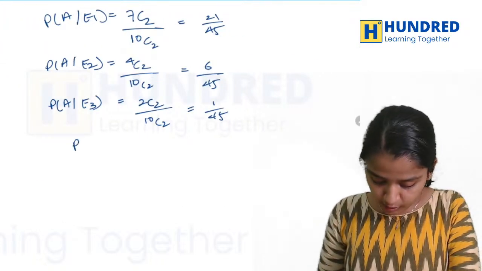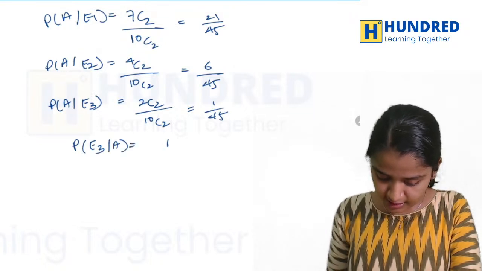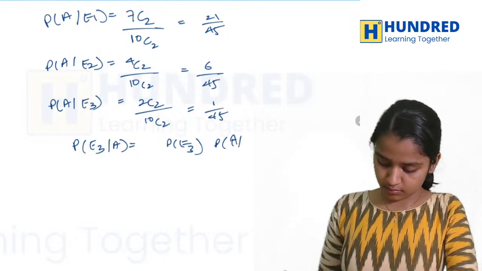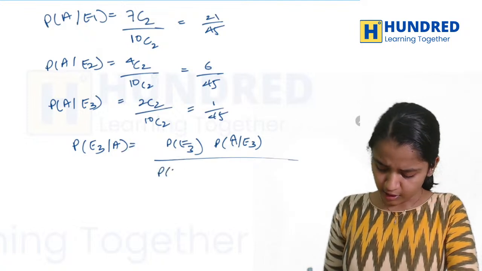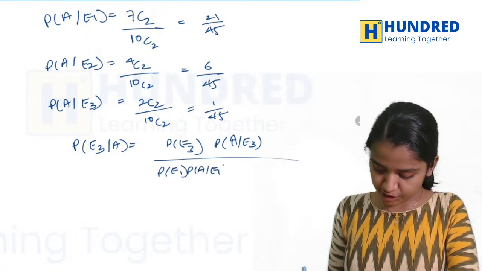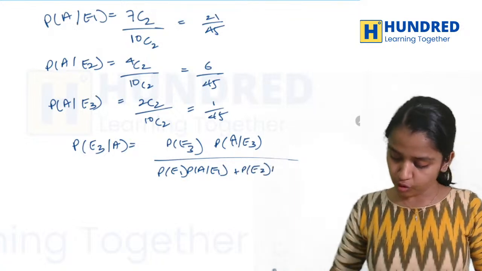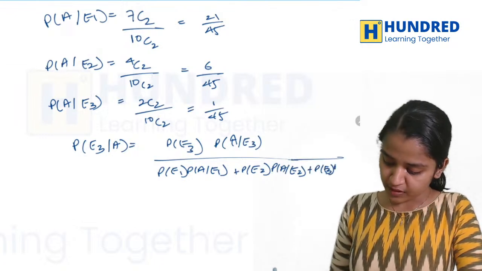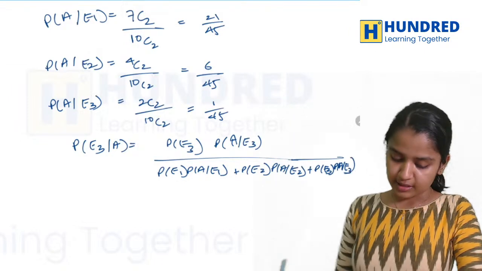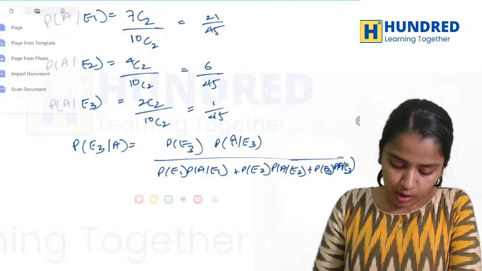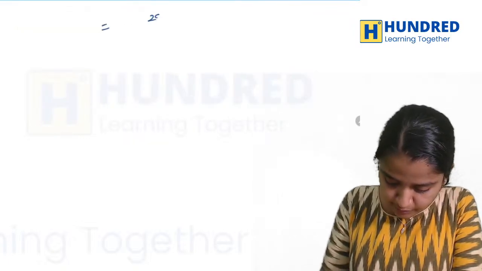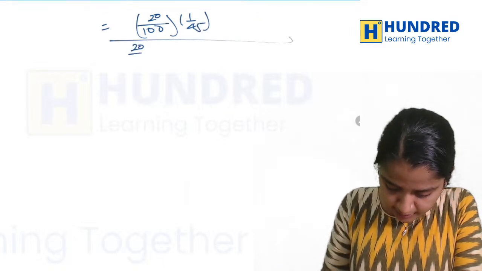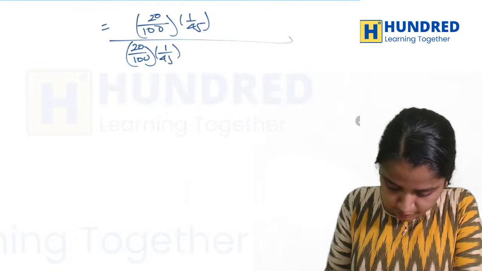Okay. So P of E3 by A is nothing but P of E3 conditional probability, by P of E1 P of A given E1 plus P of E2 P of A given E2, then comes P of E3 P of A given E3. This is how you'll be doing. Now when I further do, it is 20 by 100 into 1 by 45, divided by 20 by 100 into 1 by 45.